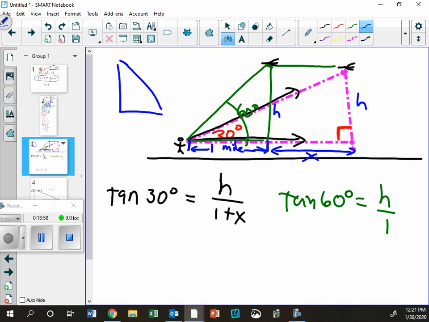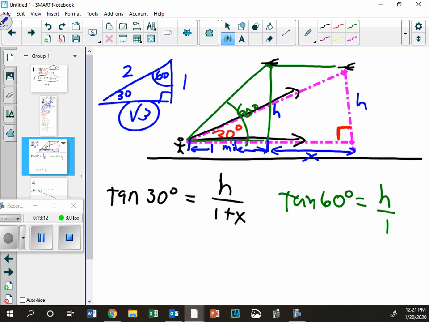It's tangent of 60, so I got to make a 30, 60, 90. I usually draw that a different way. You all get to decide how you draw your own. But I'm going to make that the 30, 60, 90, 1, 2, square root of 3. What is the tangent of 60? Here's 60. Tangent, root 3 over 1, which really just means root 3.